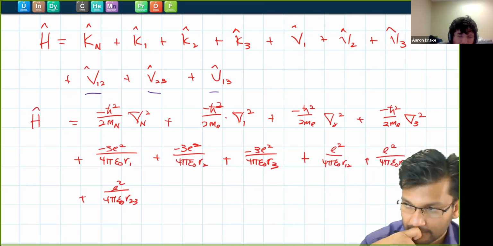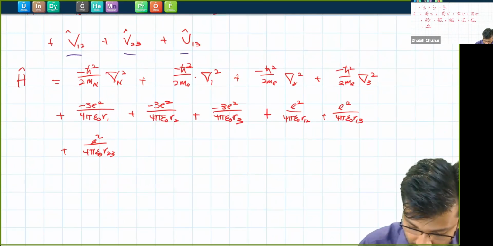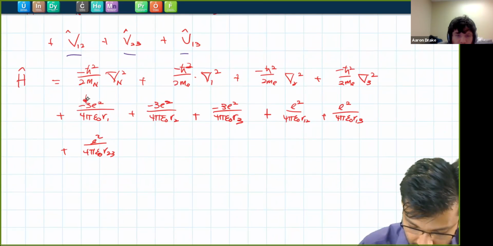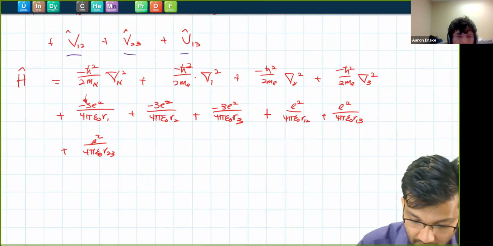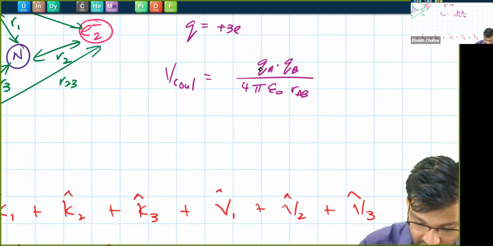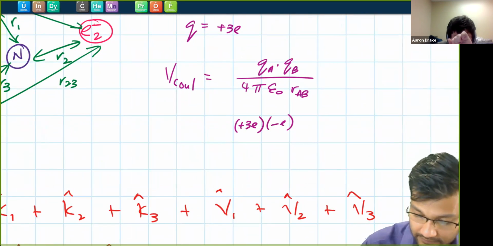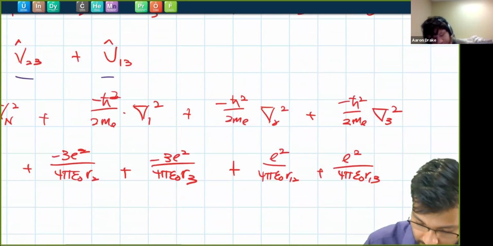All right, where did you get the 3? The 3, which 3? The 3 here? Yeah. So the Coulombic potential is charge on one times the charge on the other. And so the charge on the nucleus is positive 3, and then it's negative E, so it's negative 3E squared. Okay. So that's it.